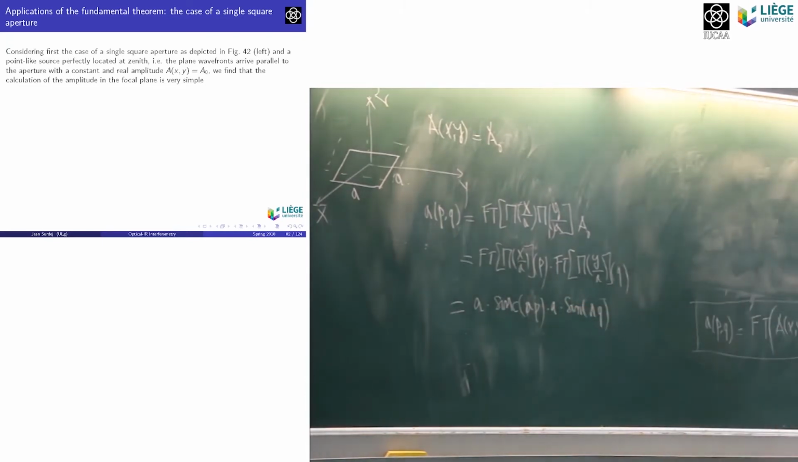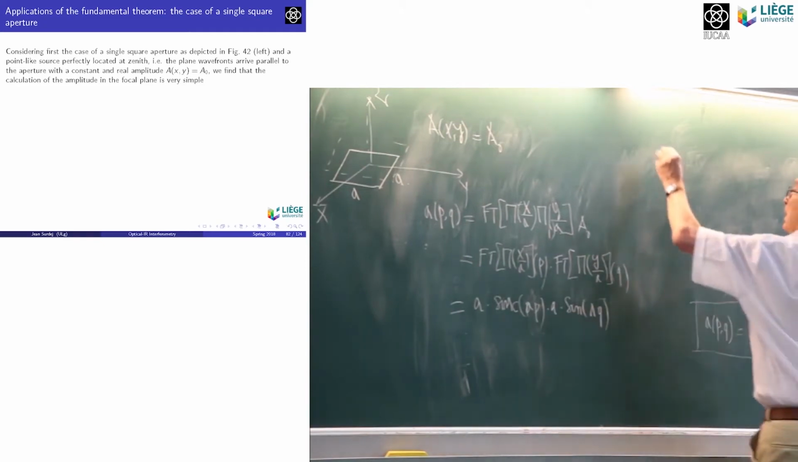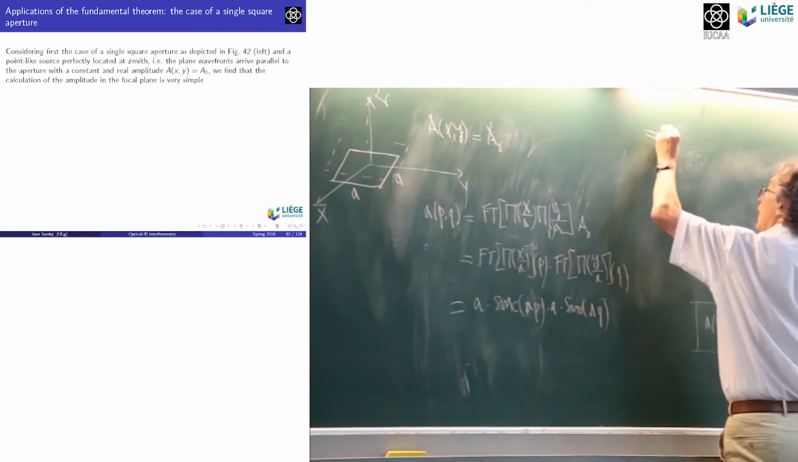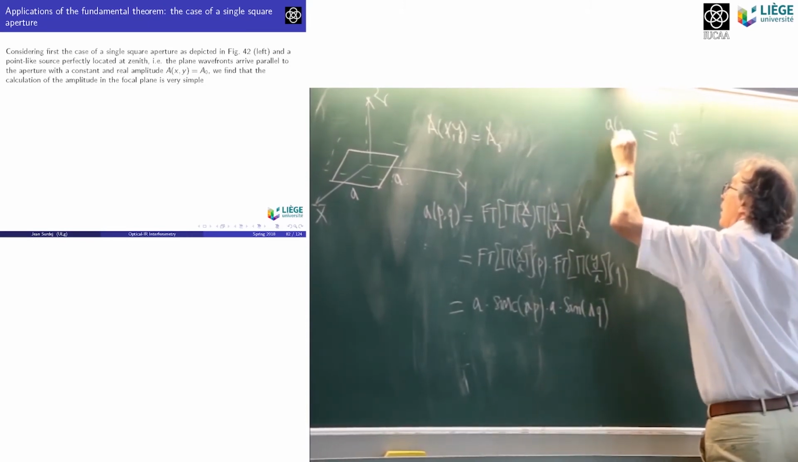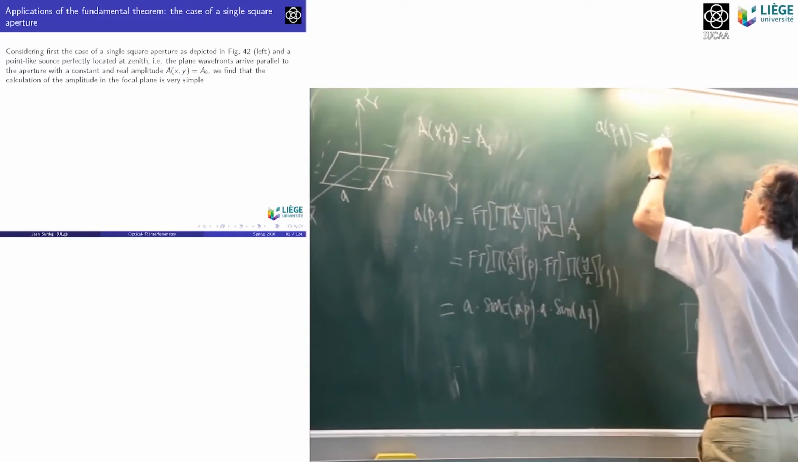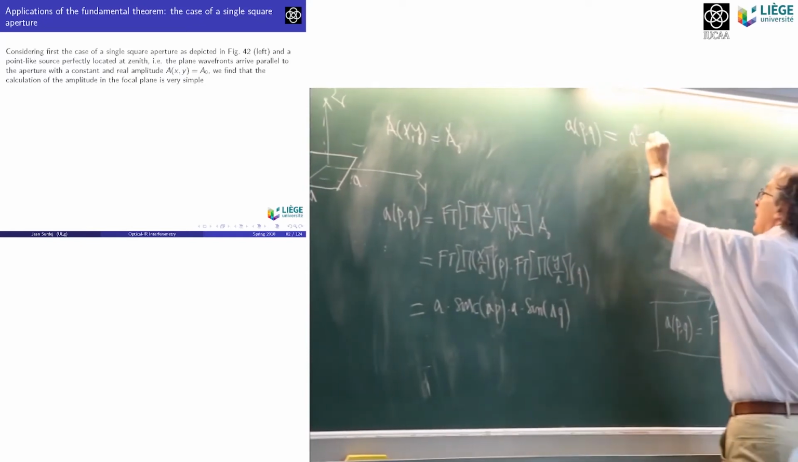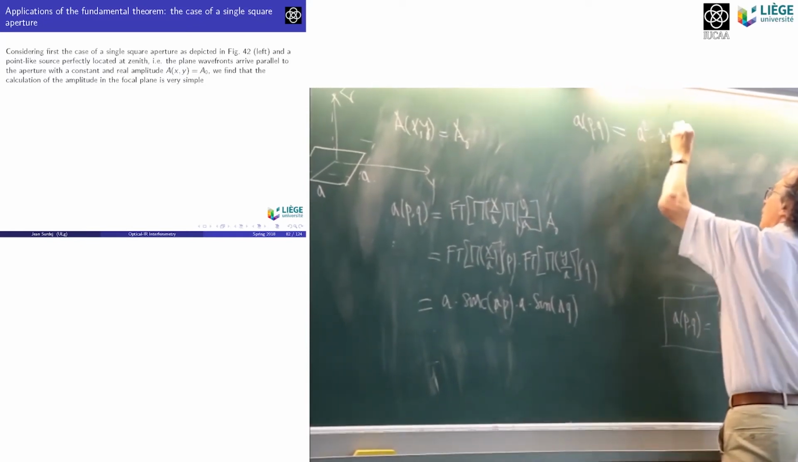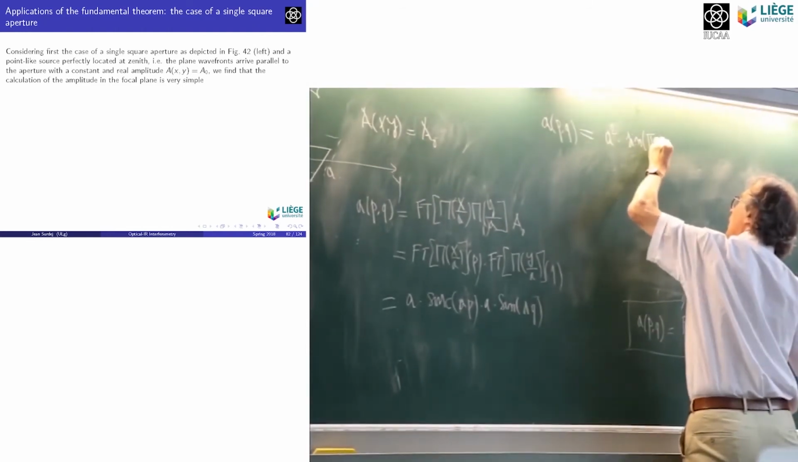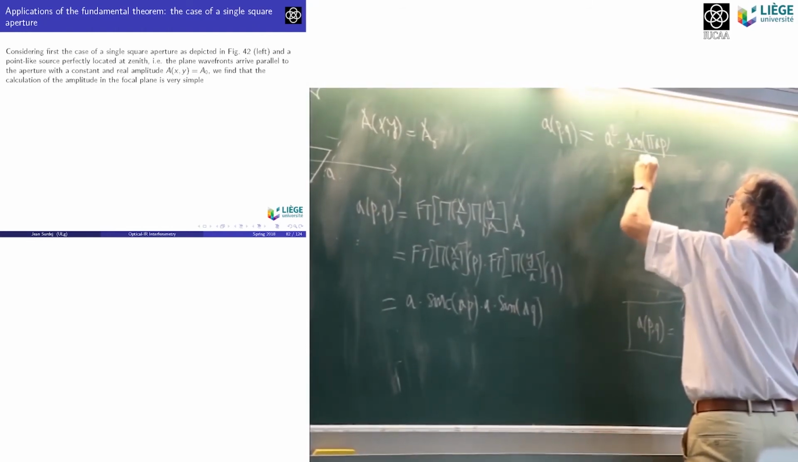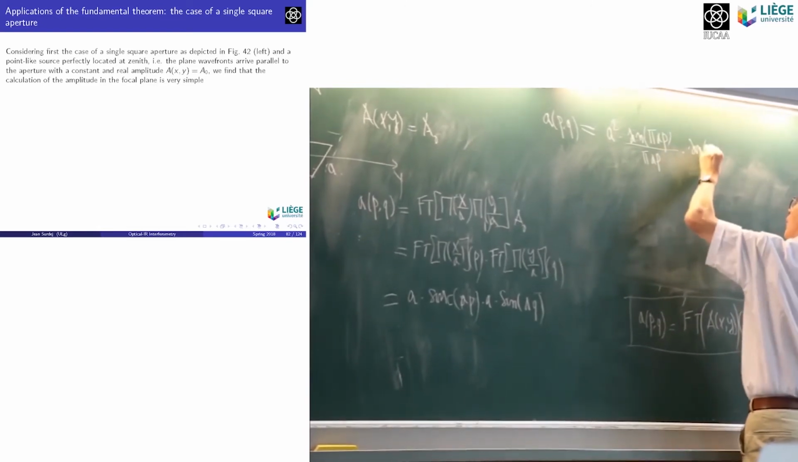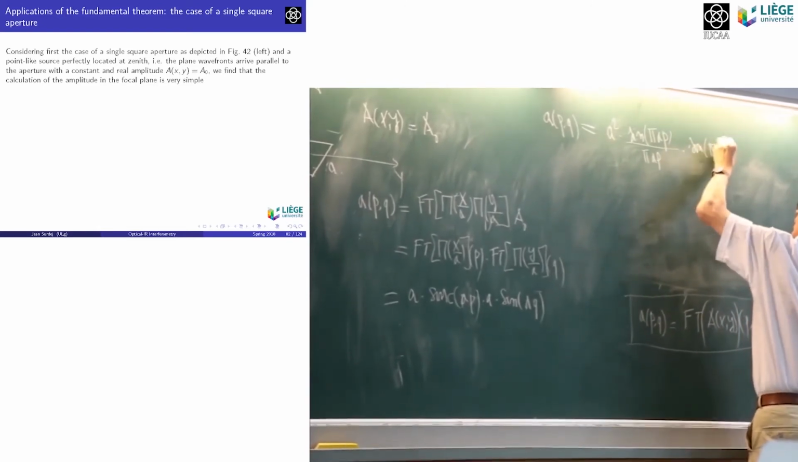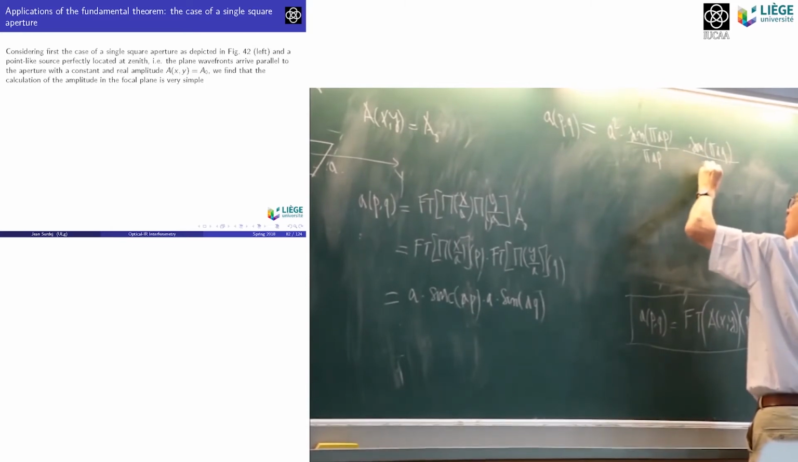You agree? So it's equal to a square times, so it is a sine of pi aP divided by pi aP multiplied by sine of pi aQ divided by pi aQ.